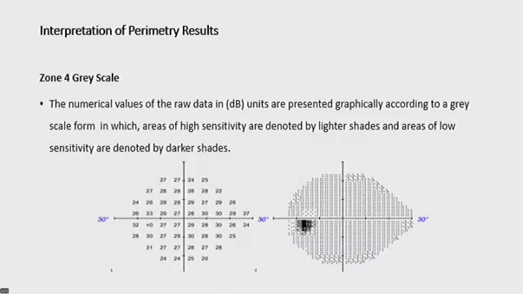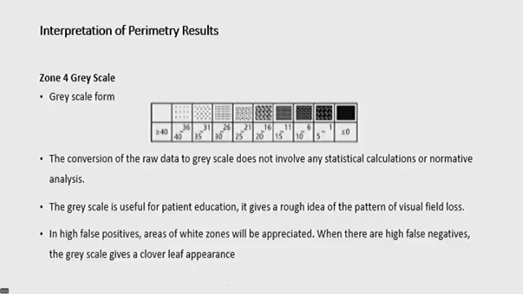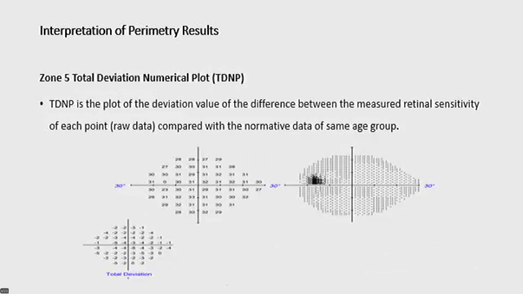So the grayscale is just a pictorial, graphical representation of the raw scale. There's nothing scientific about it. It's just the form that tells us when the retinal sensitivity is high, the scores are in the bright picture, and when the retinal sensitivity is lower, the pictures are darker.